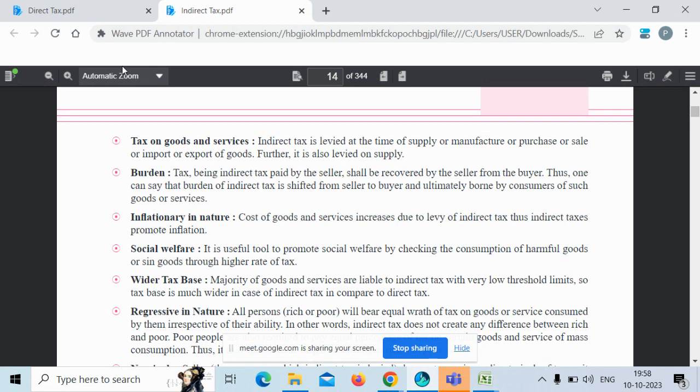Wider tax base. The majority of goods and services are liable to indirect tax with very low threshold limits. So the tax base is much wider in the case of indirect tax compared to direct tax. The majority of goods and services are attracted towards indirect taxation compared to direct taxation. I am not paying direct tax. Why? I'm not crossing that threshold limit. My income is only 5 lakhs, it is only 2.5, it is only 7 lakhs. But irrespective of income, if you are purchasing a 10 rupees biscuit packet, then also you have to pay tax. Even if you are not earning, you have to pay indirect taxation, GST.